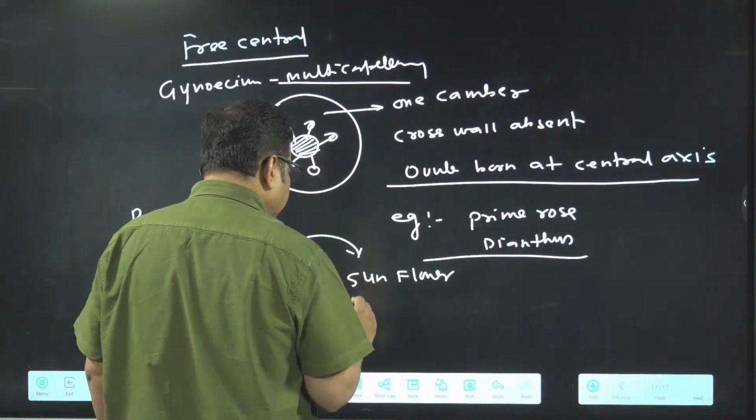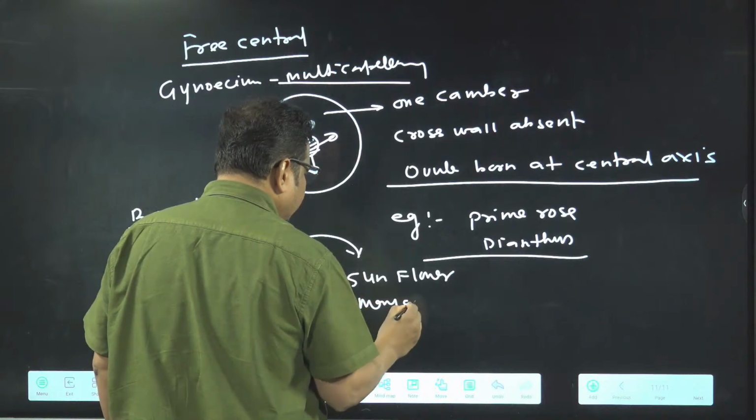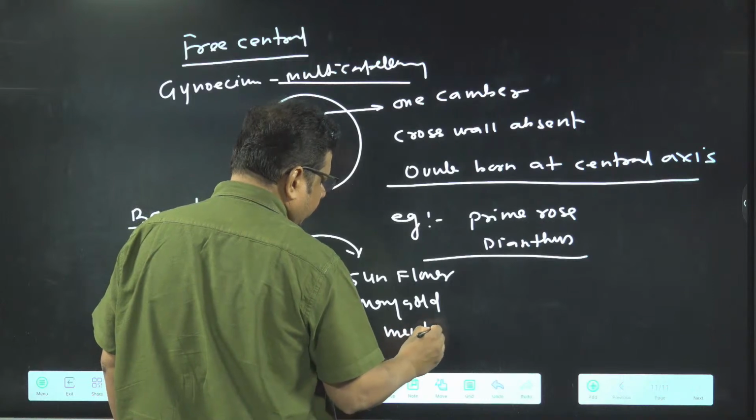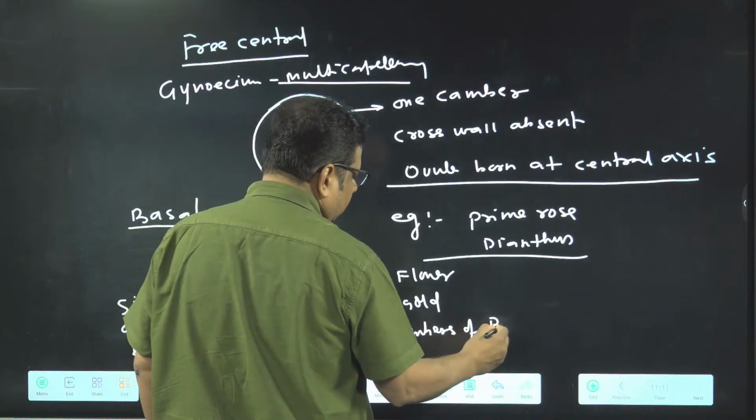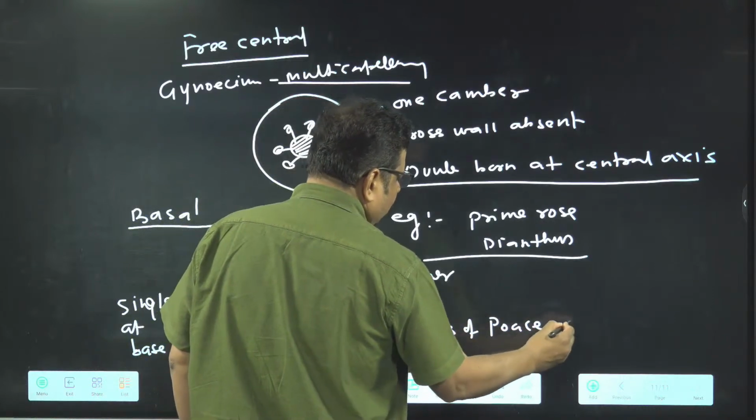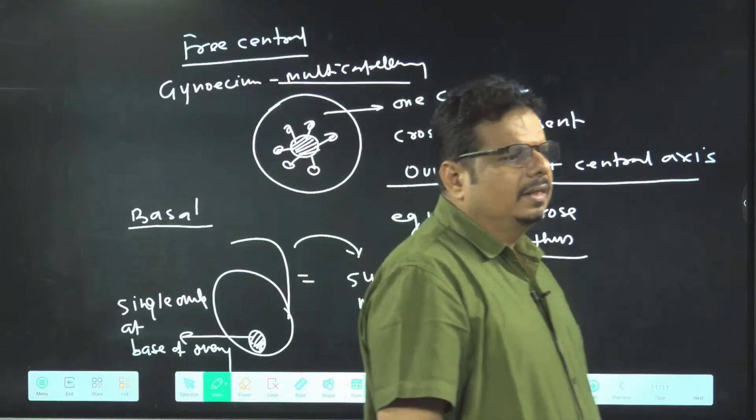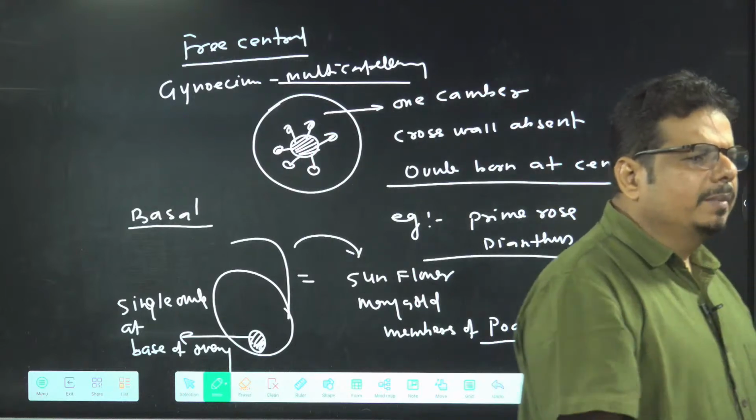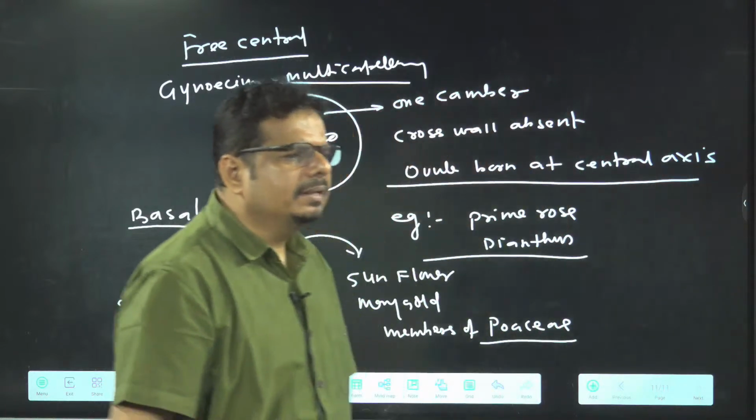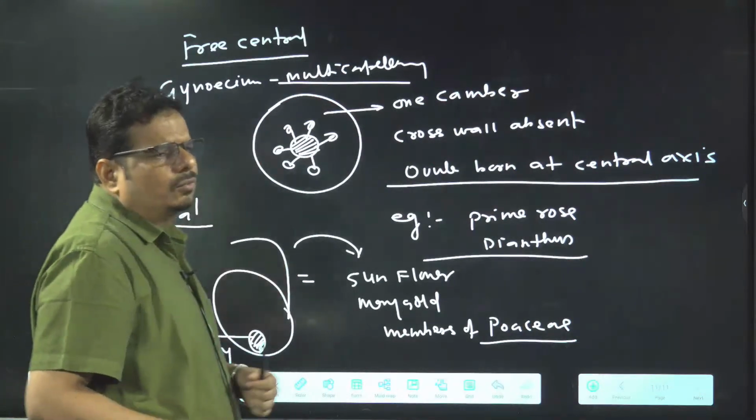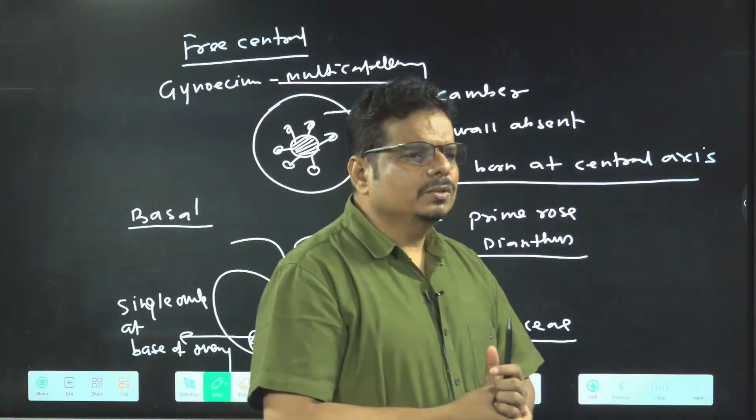Sunflower, marigold, and which one? Members of Poaceae. Poaceae means grains. Getting the things? We find which ones? Wheat, rice, members of Poaceae. We find which kind of condition? Basal kind of placentation. Is it all right? So who is over? Placentation is over.